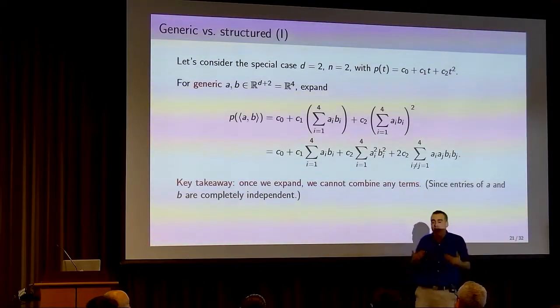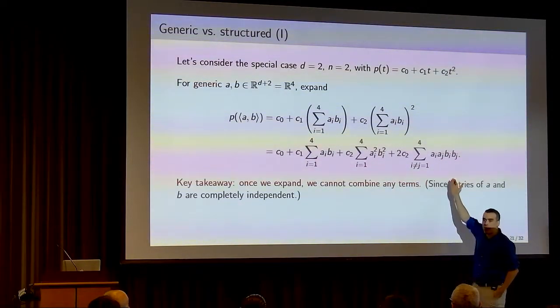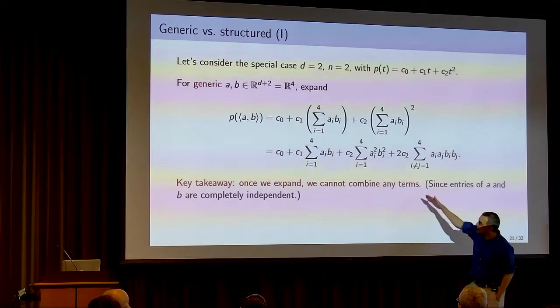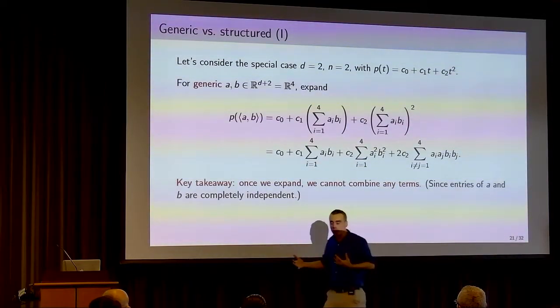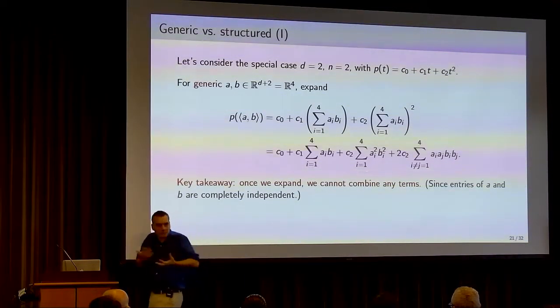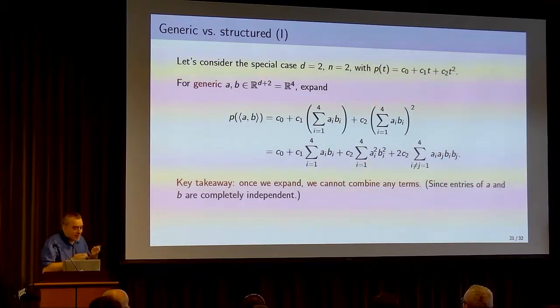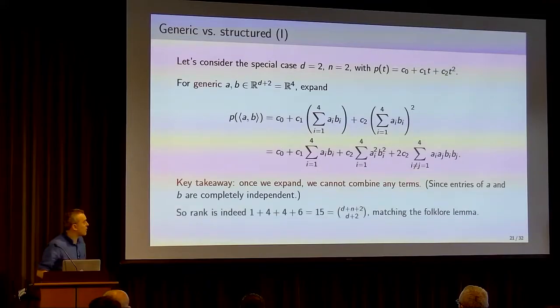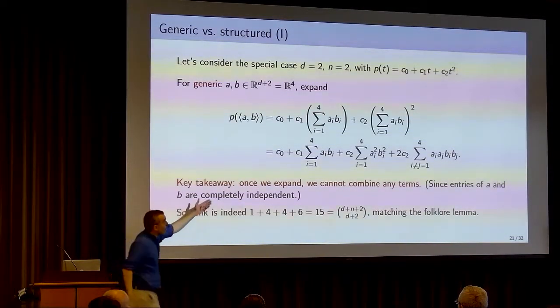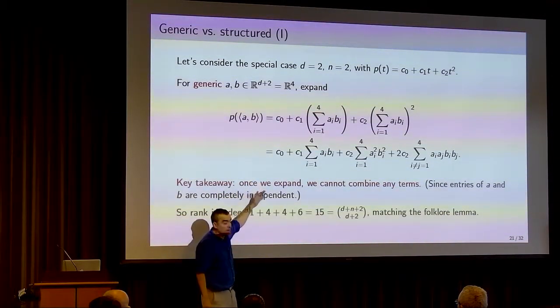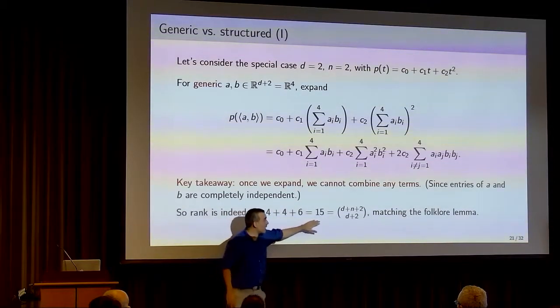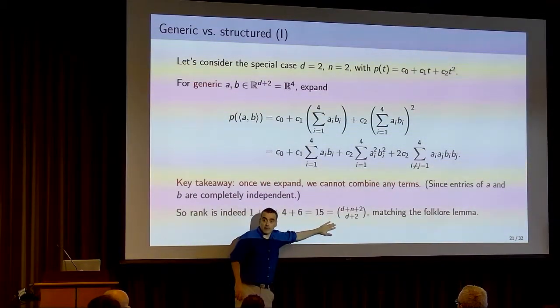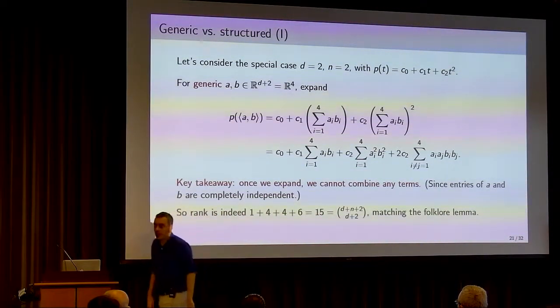And if there's no relations between the variables a sub i and b sub i, somehow what happens is that when you expand these terms, there are no identities. There's no relations that you can actually exploit in order to reduce the number of terms that appear. So what will happen is that that sum in there has 15 terms, and that's exactly what this lemma is going to tell you that you can do.